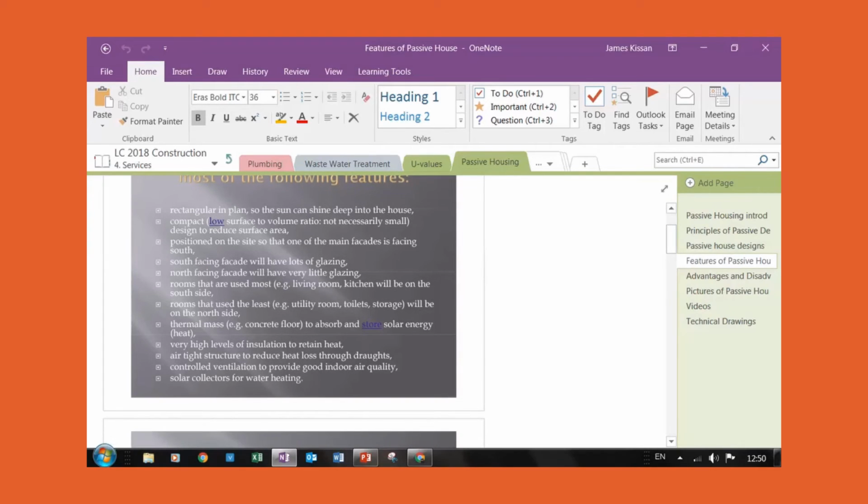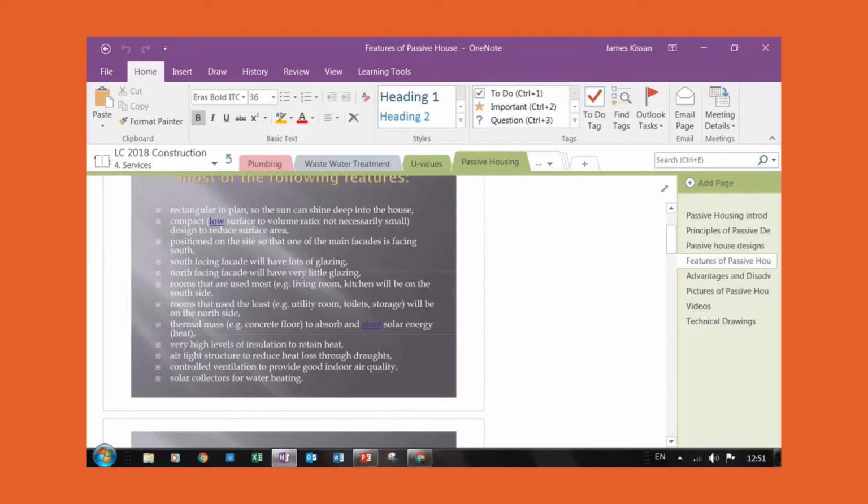Airtight structure to reduce heat loss through drafts. Controlled ventilation is good practice for good indoor air quality. So the next chapter we'll be looking at is a mechanical ventilation heat recovery system. That's how we heat these houses, and how we bring in fresh air from outside. An airtight house means there's no air getting in from outside, so we have to create ventilation. To do that, we need to bring in air from outside, and in this method we do it through mechanical means. We'll be looking at that in the next chapter.